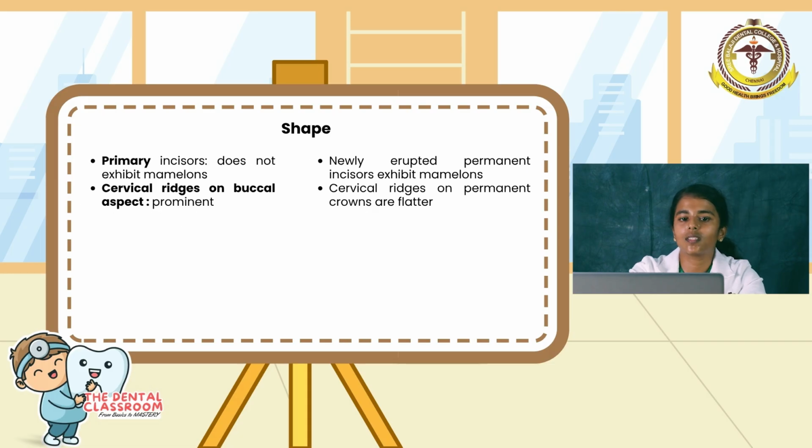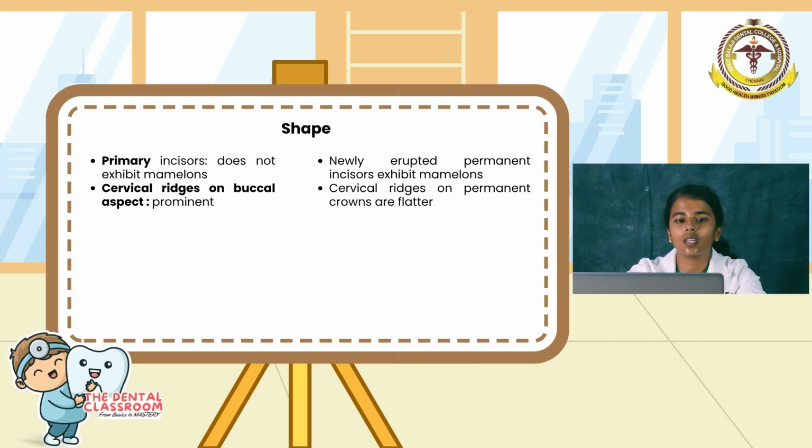So the next difference is between the incisors of the primary and the permanent. The primary incisors will not have mamelons. Mamelons are nothing but the arch-shaped projections that are usually seen on the tip of the tooth, corresponding to the number of developmental lobes seen during the development of the tooth. So in primary dentition the mamelons will be absent, but in permanent dentition most of the incisors will have mamelons at the incisal aspect.